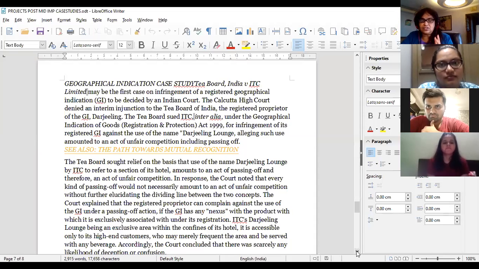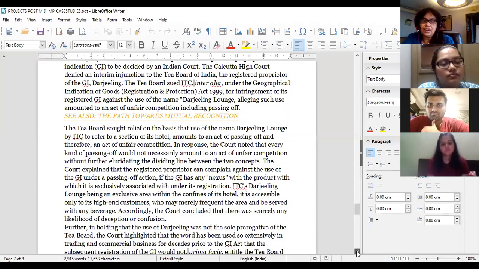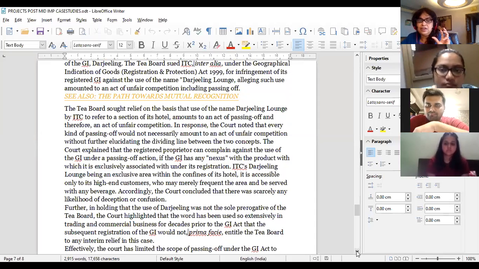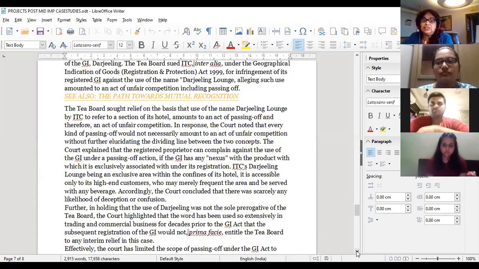So ITC's Darjeeling lounge, being an exclusive area within the confines of the hotel, is accessible only to high-end customers who may merely frequent the area and be served with any beverages, not just the Darjeeling tea. So accordingly, the court concluded that there was scarcely any likelihood of deception. That is, there was no cheating. That particular hotel has the right to utilize that word, because the company which has filed the suit does not have the exclusive value, because Darjeeling belongs to India as such, right?